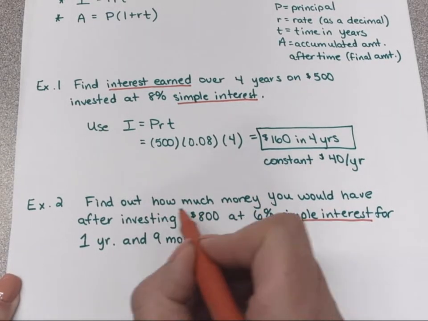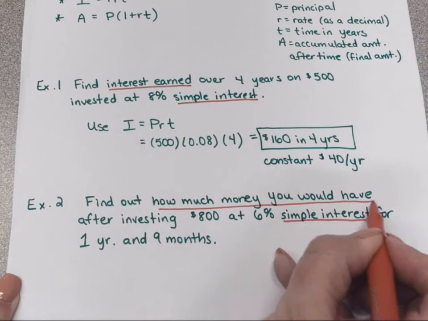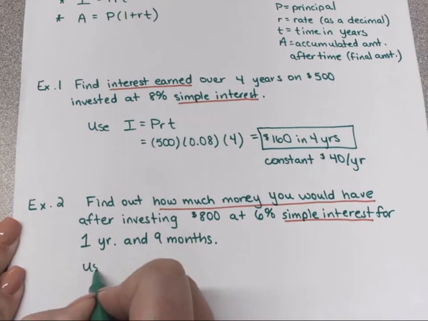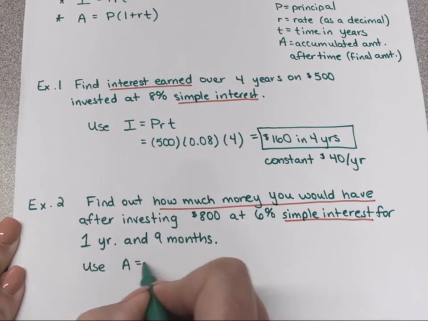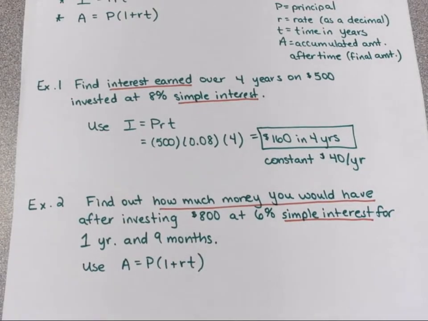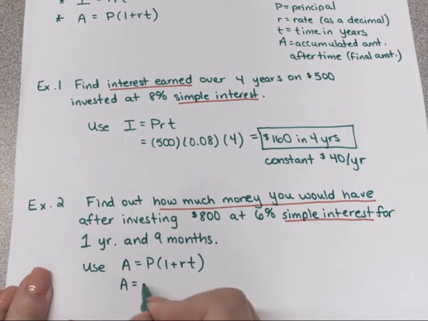So notice that I asked how much money you would have. Okay, so in other words, I'm not just asking you for the interest, I'm asking you actually for the what? Yeah, the final accumulated amount. So you want to use A equals P times (1 plus RT). Okay, you must have the parentheses there. It's important or it won't give you the right result.